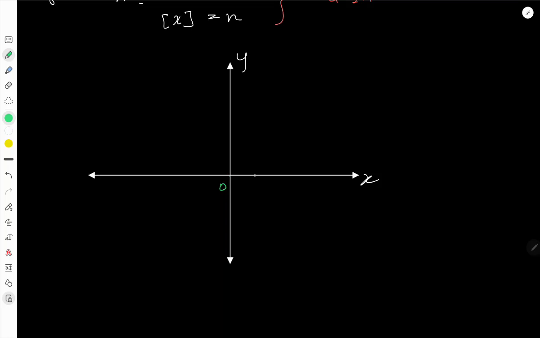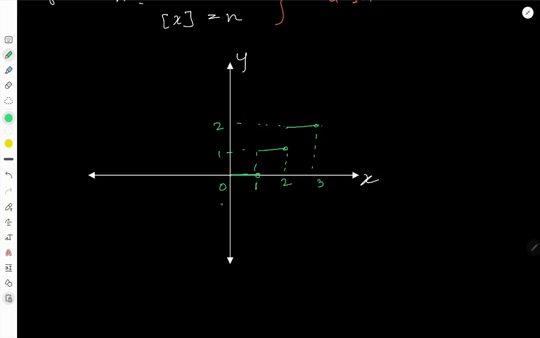From 0 to 0.9, the function would be over here touching, and I'll draw a hollow circle over here at 1, and the function would jump here at 1, and it would continue till 2, and this is 2, then it would jump at 2 and continue till 3, like this, and it would go on increasing.